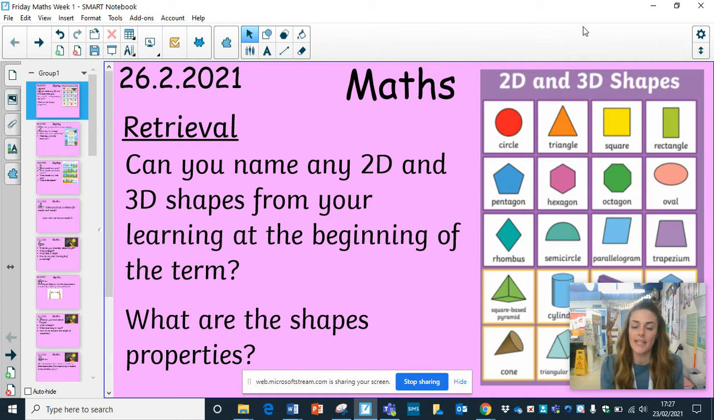Your retrieval today is, can you name any 2D and 3D shapes from your learning at the beginning of last term? So it's quite a long time ago. So what are the shapes and what are their properties?